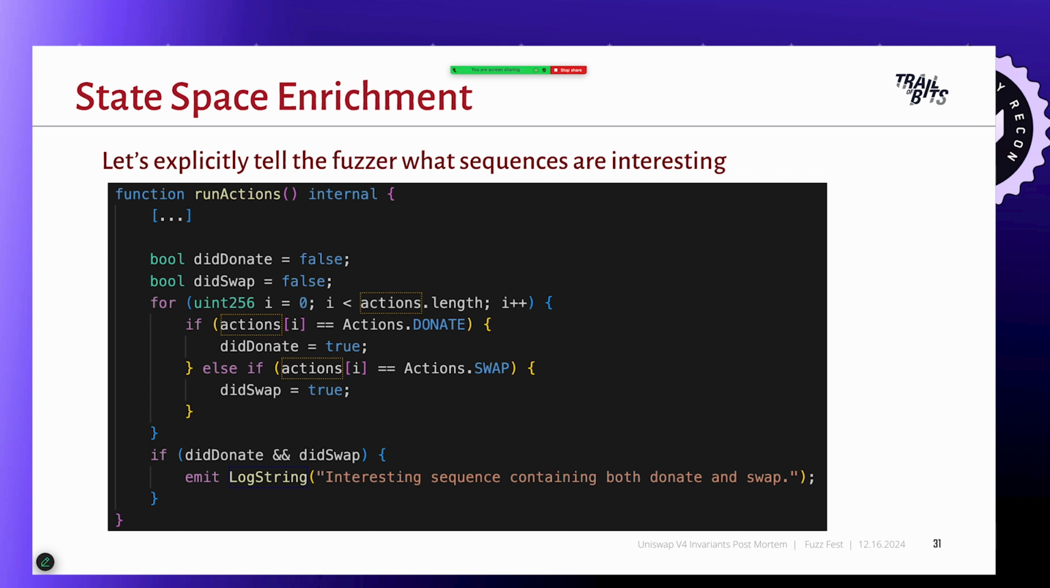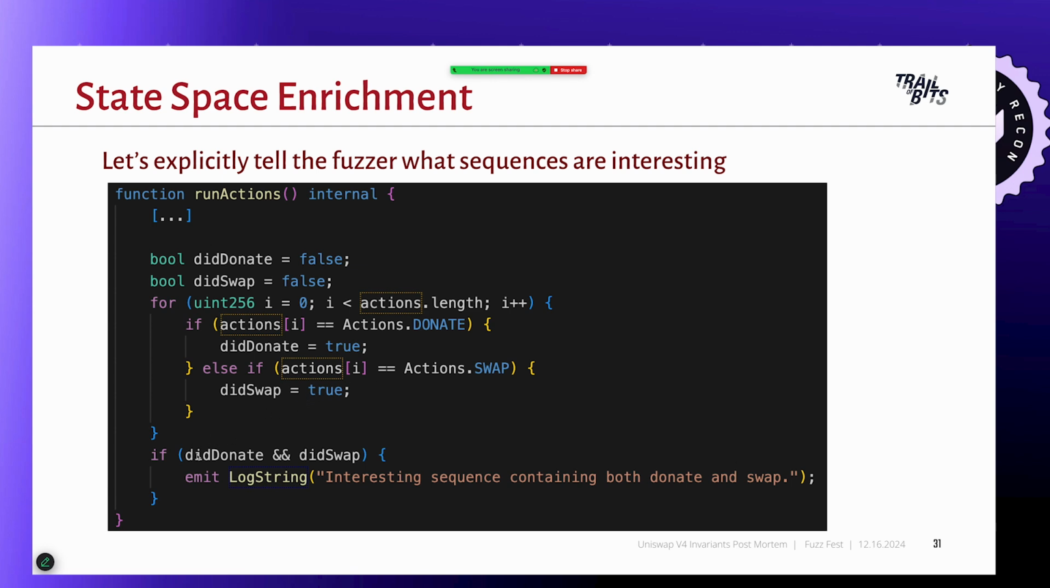This is for run actions, that one function that happens at the end of these sequences that actually executes everything. And so we're doing all the interactions with Uniswap in the ellipses right here. And right after it, we're going to be adding some additional code. This additional code loops over all the actions that we just ran successfully and checks: was there a donation? If there was, set this Boolean flag to true. Was there a successful swap? If there was, set this Boolean flag to true.